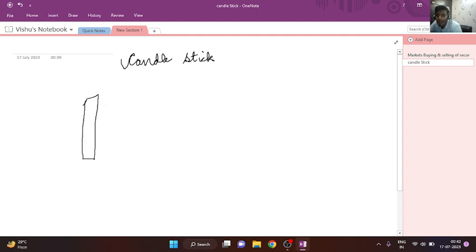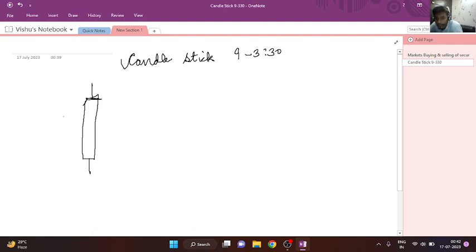Okay, now it's fine. Now this is a candlestick. It has this thing, which is also known as wick. This is also known as shadows, but it is mostly known as wick. Now the market starts at 9 and ends at 3:30 every day, or weekdays actually.